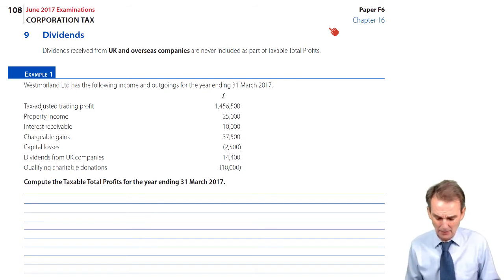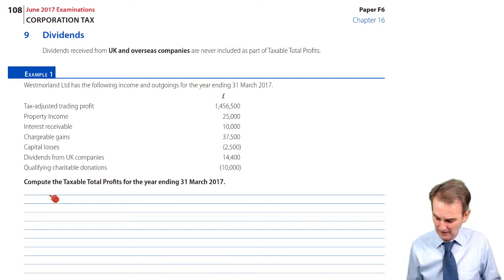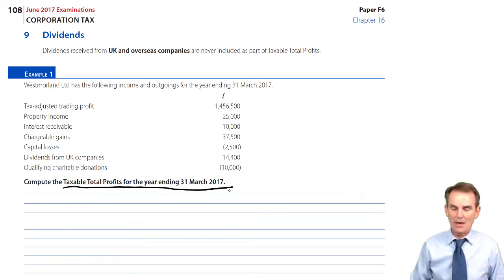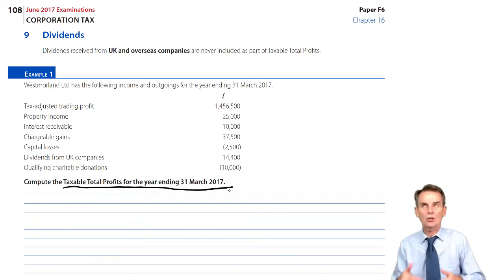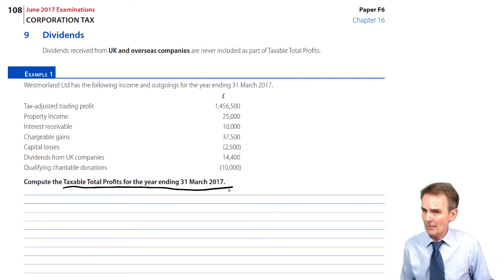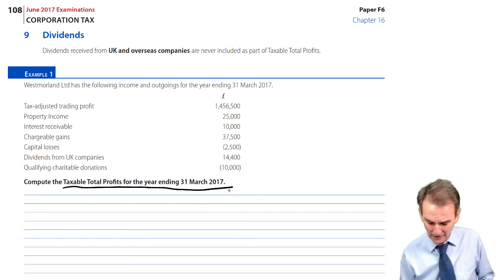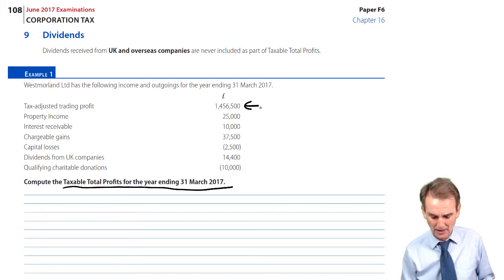Okay, last thing we've got to do, a simple little exercise here, and that's just to put together our calculation of the taxable total profits for the year ended March 17, just to get you used to the presentation and the structure of this computation. In any exam question, you're going to have to find the numbers for each of those sources of income and gains. Here all it is is just assembling the information in the correct format. So what have we got here? We've got a tax adjusted trading profit.